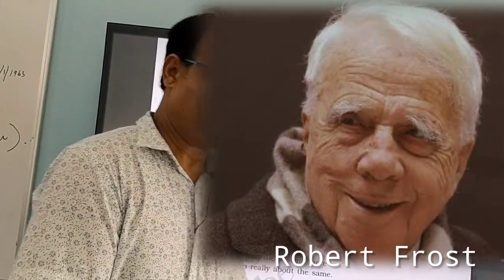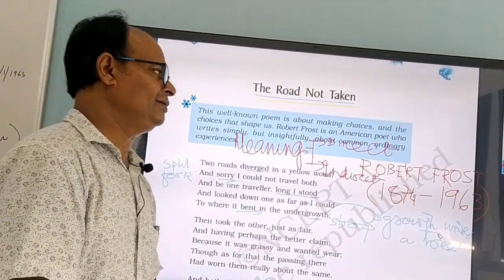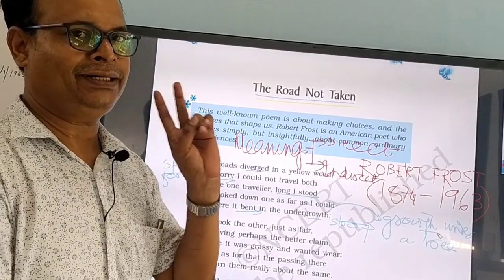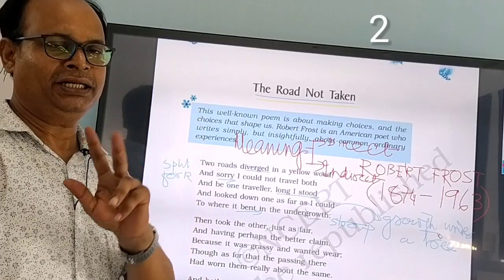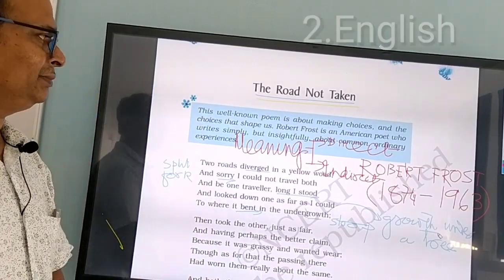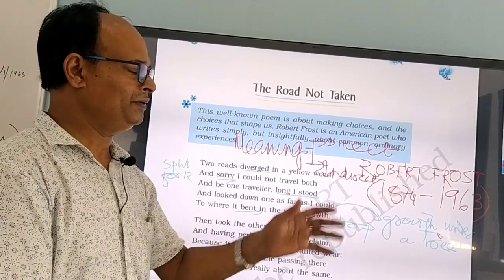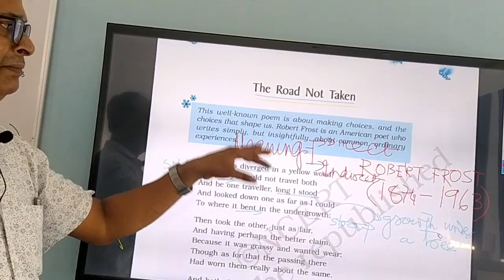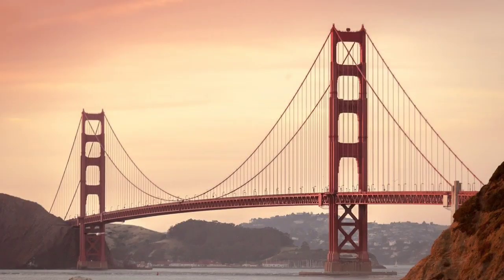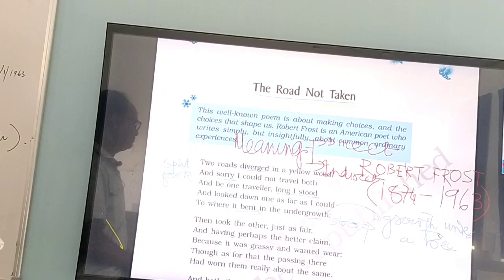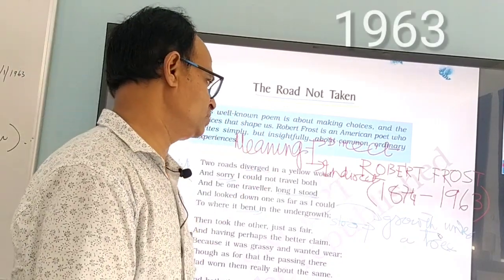Now Robert Frost was a very famous American poet. Normally speaking, English poets are divided into two: the American poet, and the English poet or the poet of England. And here we learn about a particular very famous poet of America, and he was born in California in the year 1874 and died in the year 1963.